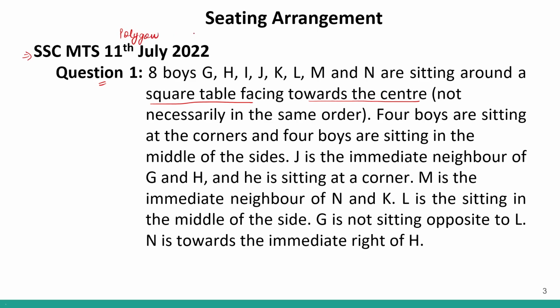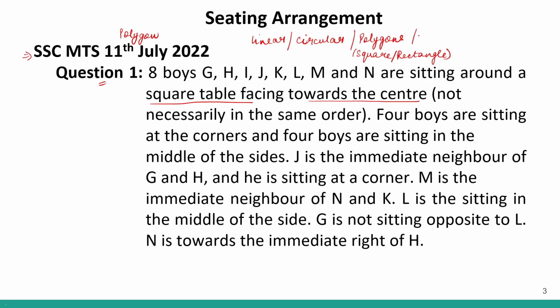We discussed that there are 4 types of questions in your seating arrangement. The one is linear seating arrangement. Linear seating arrangement means everybody is sitting in a row, correct? The second one is circular. Everybody is sitting around a circular table or in a circle. Then polygons. Polygons means that they can sit in a triangle, square, rectangle, hexagon, pentagon. The most common types are square and rectangle, correct?